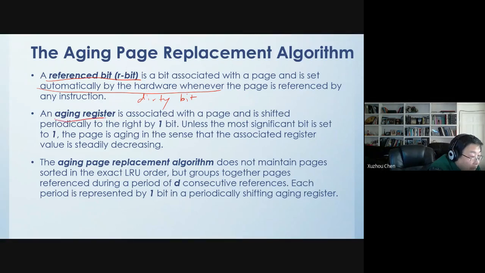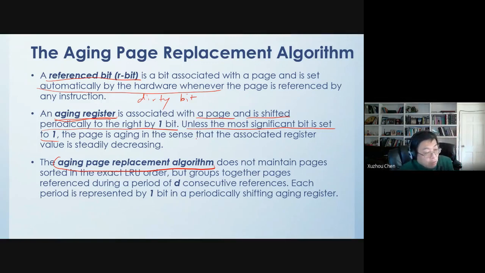Now the other thing we're going to introduce is the aging register. The aging register is associated with a page and is shifted periodically to the right by 1 bit, unless the most significant bit is set to 1. Now we're going to discuss this aging bit using an example. The next one we're going to talk about is called the aging page replacement algorithm.